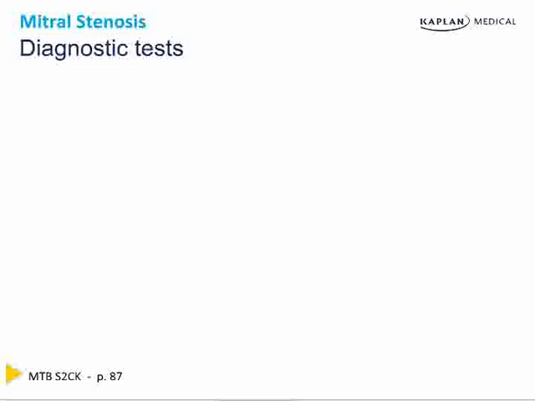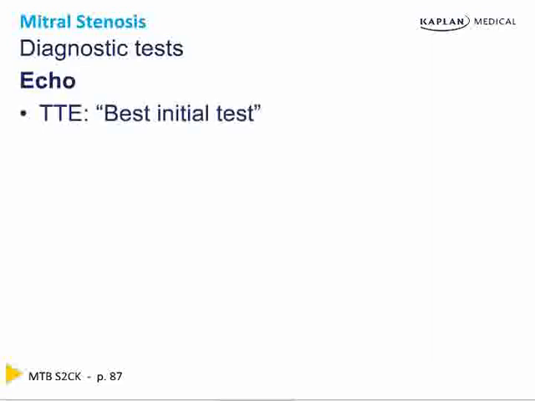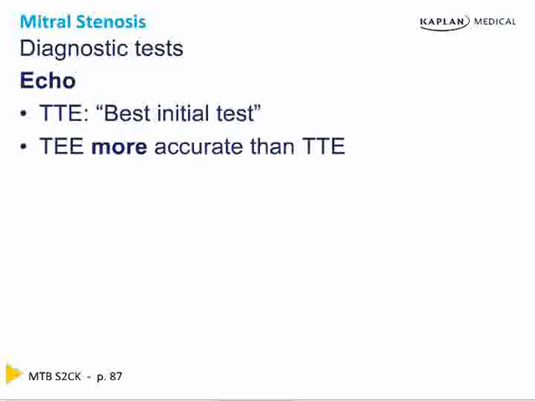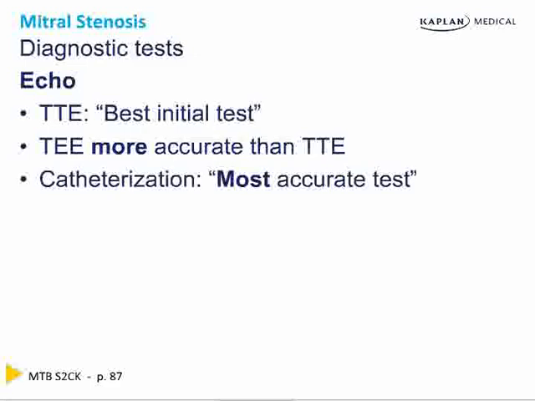Testing for mitral stenosis is not different than the testing that we've said at the beginning of the section in general. As it is for all valvular heart disease, the best initial test is a transthoracic echo, and TTE means transthoracic echo. Transesophageal echo is more accurate, and catheterization is simply the most accurate. Now, transesophageal echo is not always necessary, because if you can see what you need from the transthoracic, you don't have to do the transesophageal.